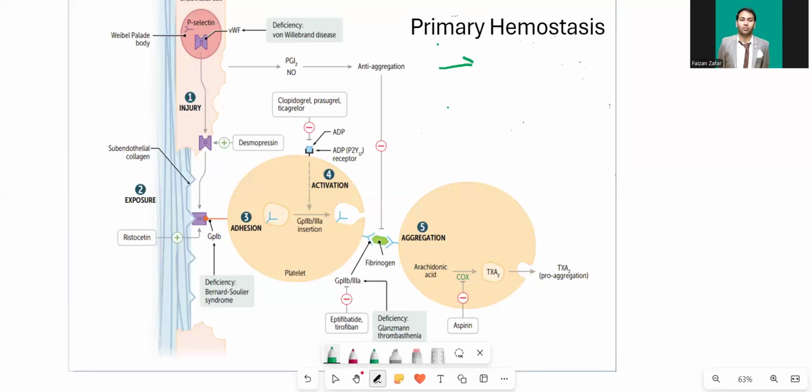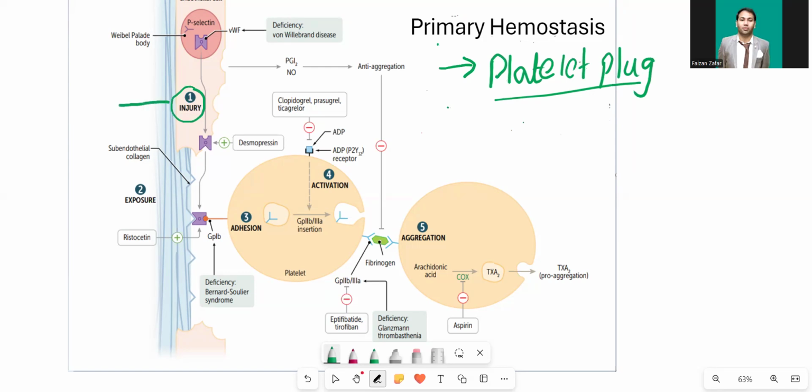Primary hemostasis is basically the formation of a platelet plug. So this platelet plug is a temporary plug. There are certain steps in primary hemostasis. The first is vascular injury. Vascular injury leads to transient vasoconstriction, so it will stop the bleeding temporarily.